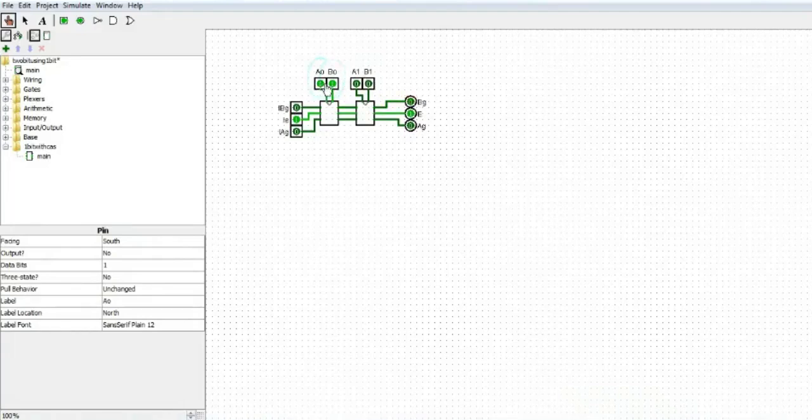In the MSB A is greater, right? When compared to A naught and B naught, A naught became 1, so A is greater. So we are getting the A greater pin as 1.